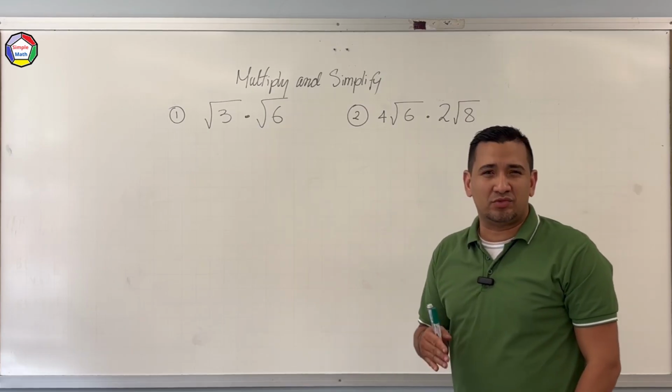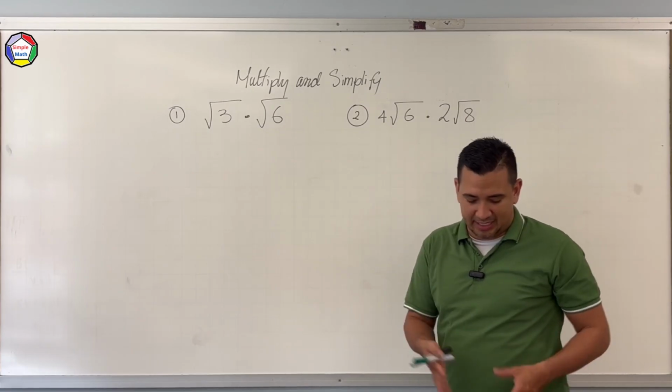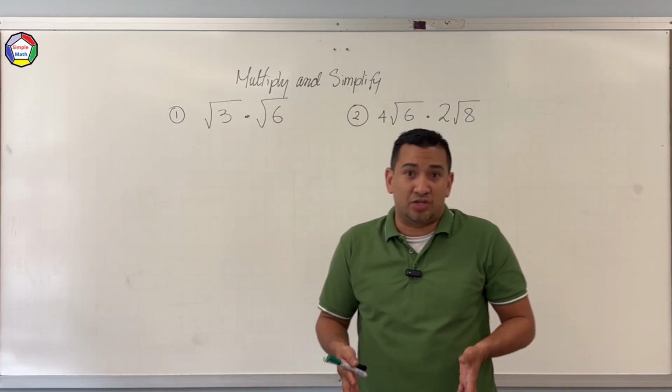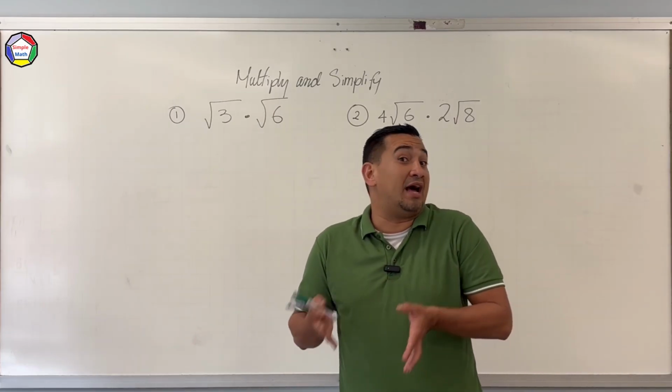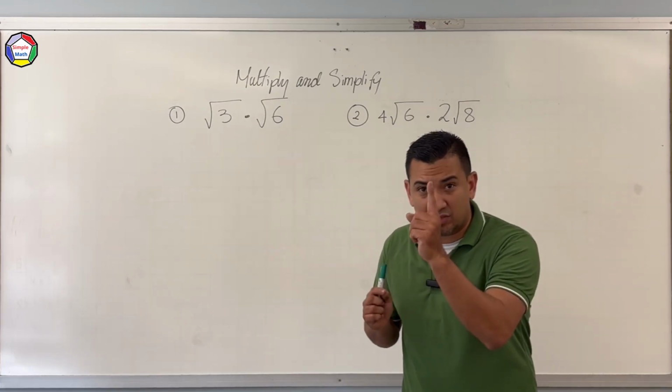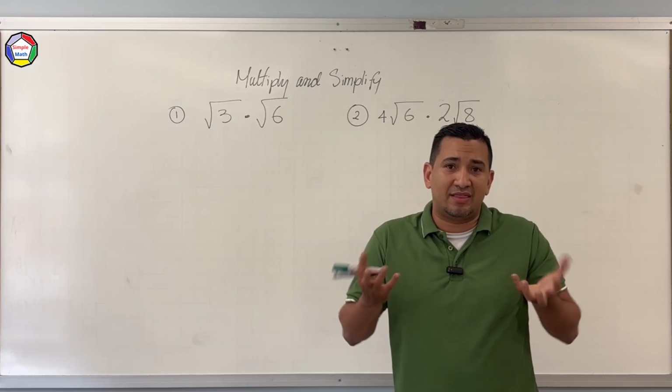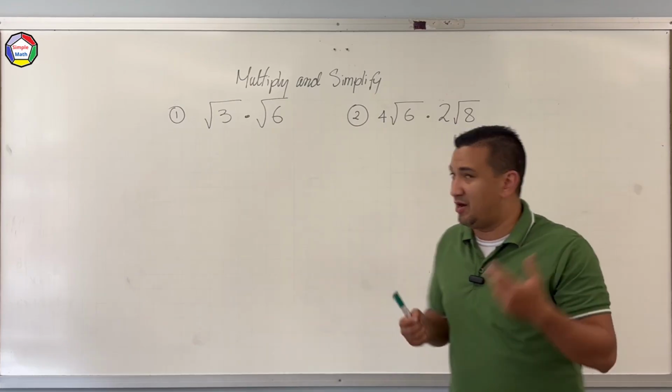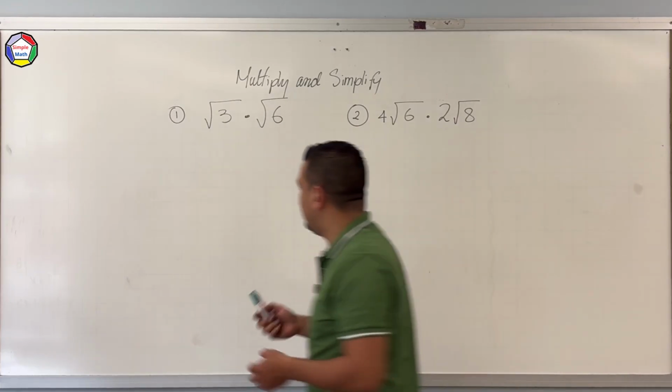How do we multiply roots? Well, what we have to do is multiply all the terms or things that we have out of the roots, and then we multiply in one root all the things that are inside the roots or the radicals. I'm going to explain to you.